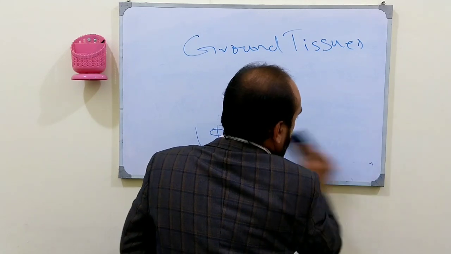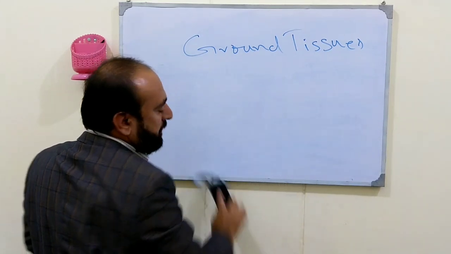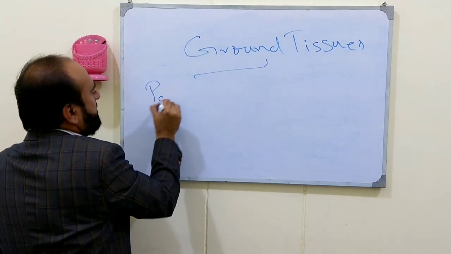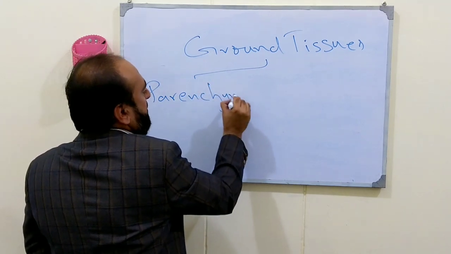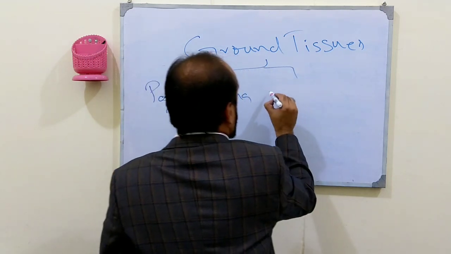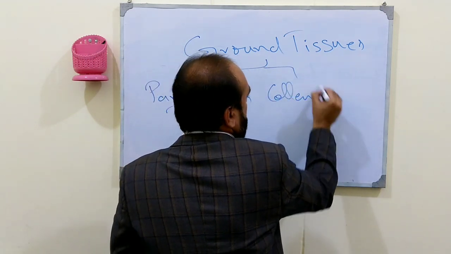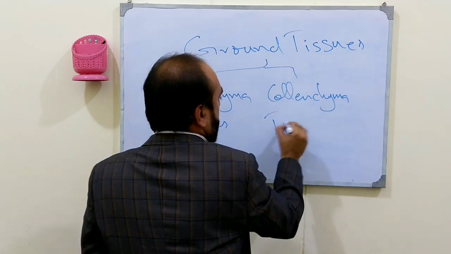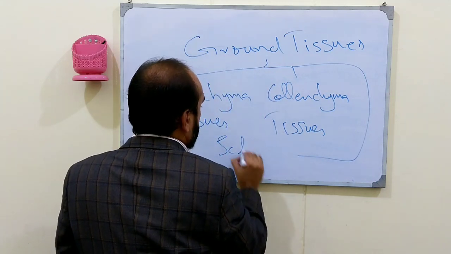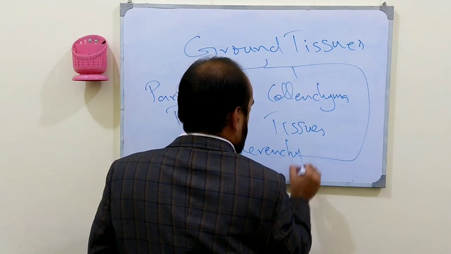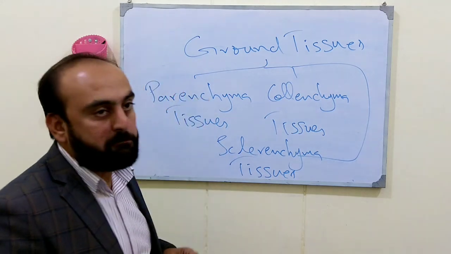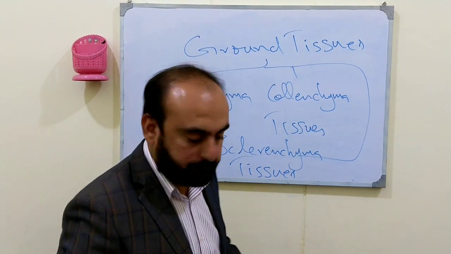These ground tissues are further categorized into three types, or they are made up of three types of cells. Parenchyma cells or parenchyma tissues. Then we have collenchyma tissues, and the third type is sclerenchyma tissues. This parenchyma tissue makes the bulk of the plant.